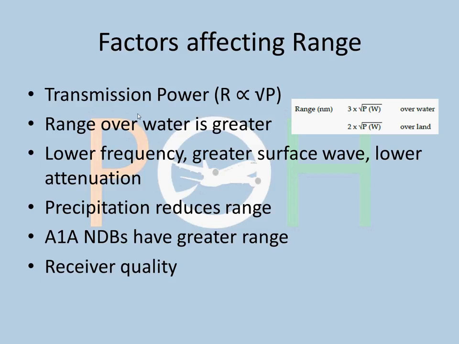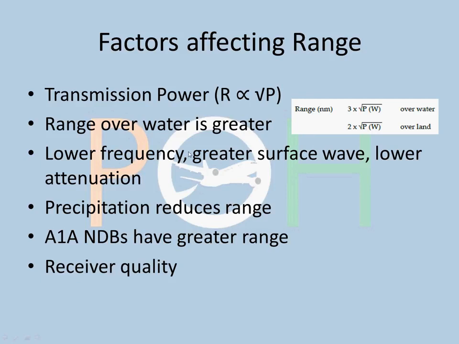Transmission power: the range is directly proportional to the square root of the power. So if you have to double the NDB range, you have to quadruple the power output of the transmitter. Range over water is greater, this is how it gets affected. So 3 times is over water, 2 times is over land, because the attenuation capacity of the land is more.